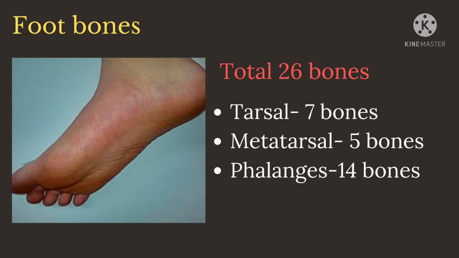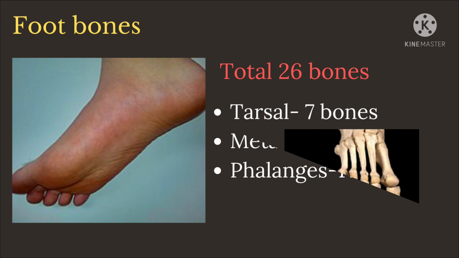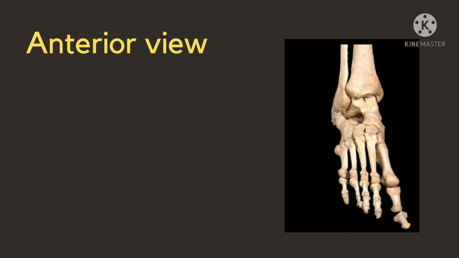So there are a total of 26 bones in a foot. This foot is present below the leg. The 26 bones of the foot include tarsals, metatarsals and phalanges. There are a total of 7 tarsal bones, 5 metatarsals and 14 phalanges. So let us start with the foot bones.